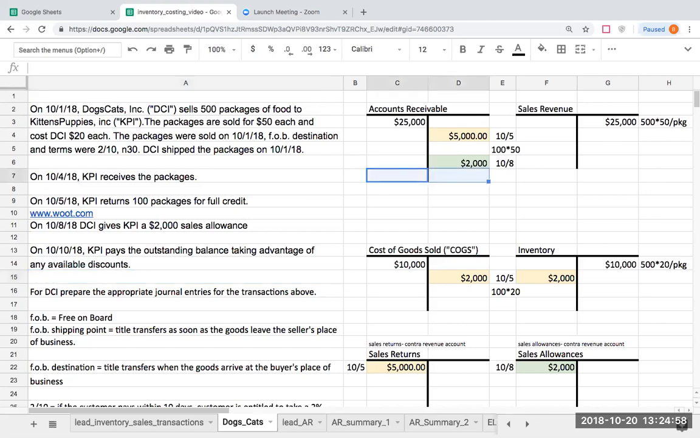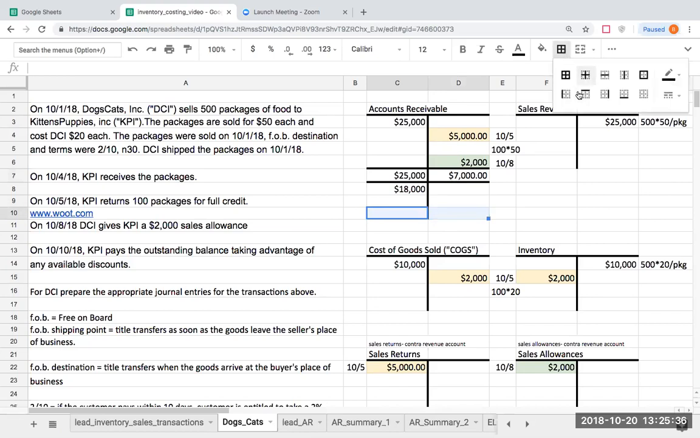So how much does KPI owe me? Well, KPI right now owes a total of 25, and then they returned items for 5, and I gave them a $2,000 discount. So the amount that KPI owes me as of right now is going to be $18,000. So I'm right now owed $18,000 by KPI.